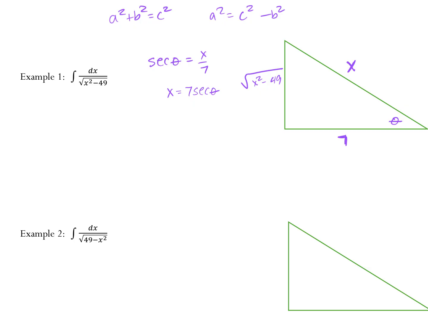So my goal is to rewrite this integral with respect to theta instead of with respect to x. Because if I write it with respect to theta, I can substitute a bunch of stuff out. So if I want this to be with respect to theta, I need to get rid of the dx and I need to get rid of the square root of x squared minus 49. Is everybody good with that idea? Okay, great. So to get rid of the dx, I could just say, well, what is dx?